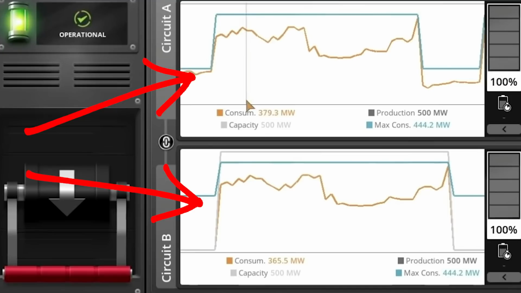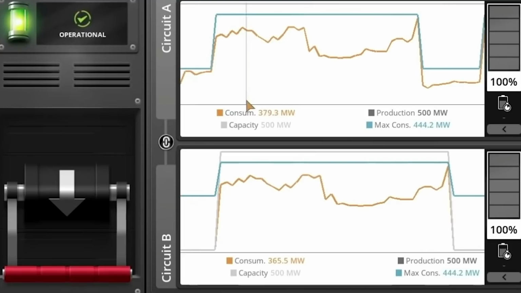Also note the max consumption is now 444.2 megawatts, so like mentioned above, the two circuits aren't counted together when turned off. Now it would be really nice when it's turned off to actually have the max consumption of both networks calculated in brackets next to the current max consumption, but hey ho, nothing wrong with having to do a bit of maths.